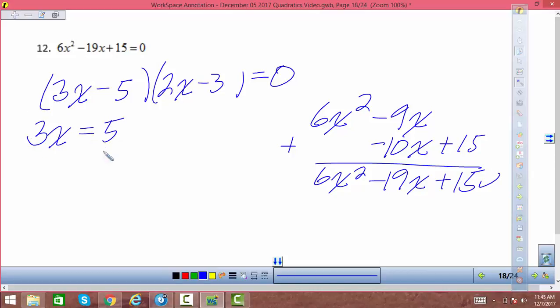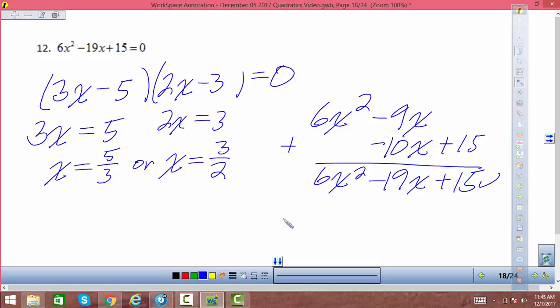3x equals 5, x equals 5/3, 2x equals 3, x equals 3/2. So you can see we had a systematic system where we could solve these, or we can do them intuitively. We may have to start and stop, but in general, you can usually solve these faster using this method.